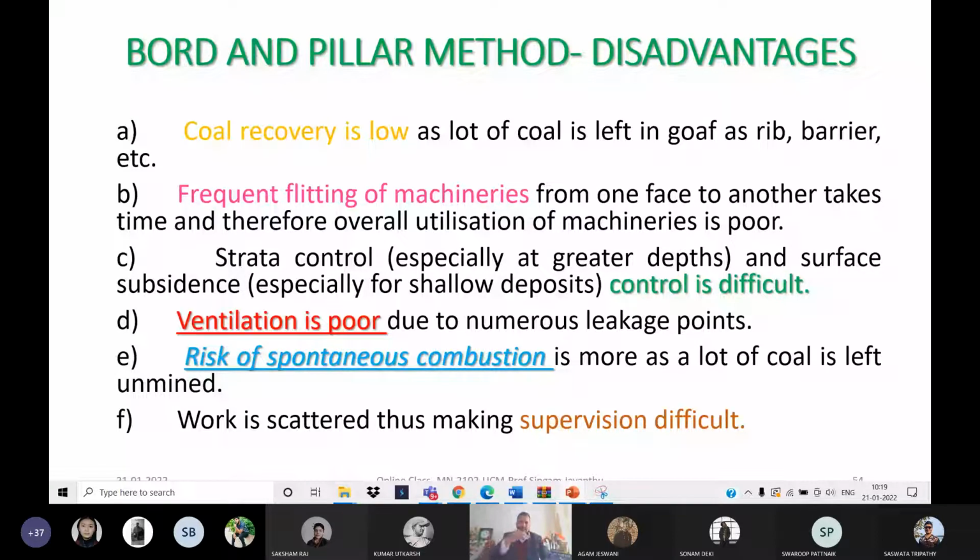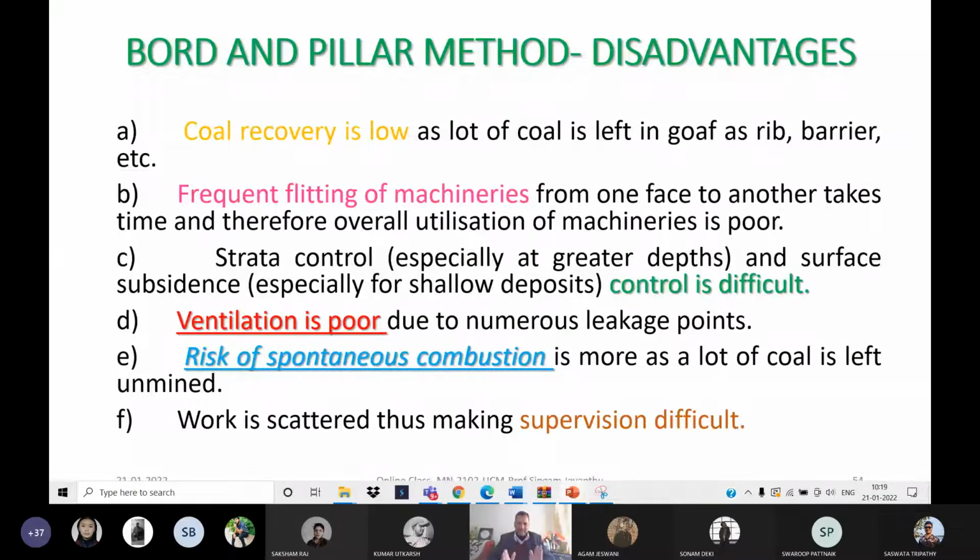Then you are shifting the machine, from your SDL, your LHD, or even your continuous miner. You are taking it to one part of pillar 1 and then taking it to pillar 2, pillar 3, pillar 4, and shifting that machine and wasting time. That is unproductive time in shifting or transporting the machinery itself. So many things like that. These are some of the disadvantages.